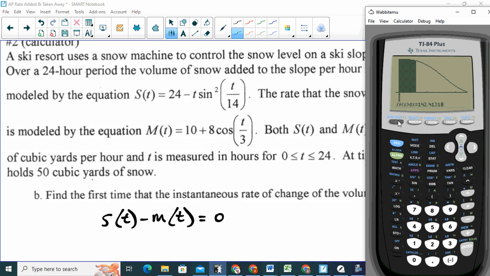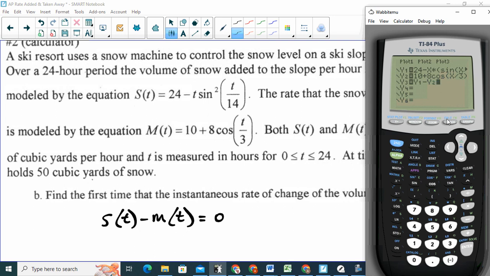On our calculator, later we're probably going to need S of t, so we don't want to change y1. Let's go down to y2 and type in M of t: 10 plus 8 cosine of x over 3. You should probably double check, make sure you're in radians mode also. And then I want to take S of t minus M of t. S of t is y1, M of t is y2. So we can type in y1 and y2 by pushing alpha trace. y1 minus y2.